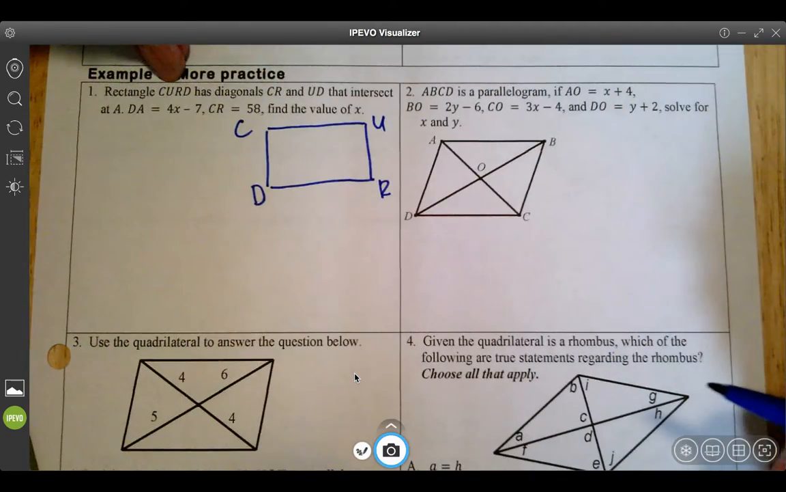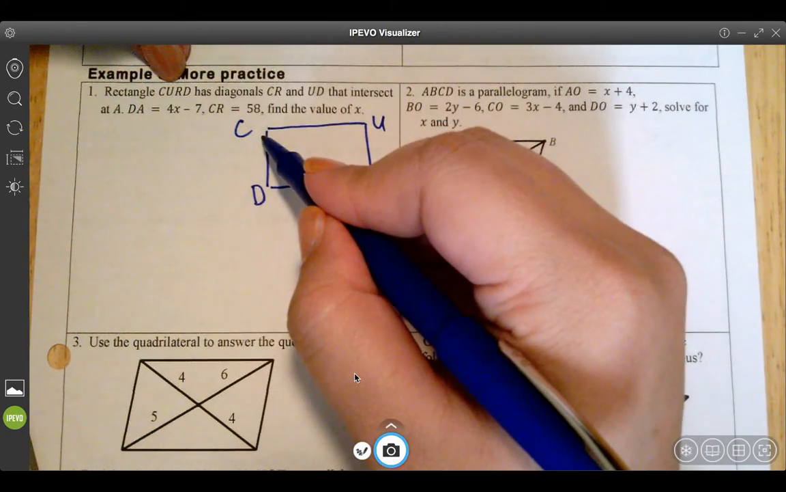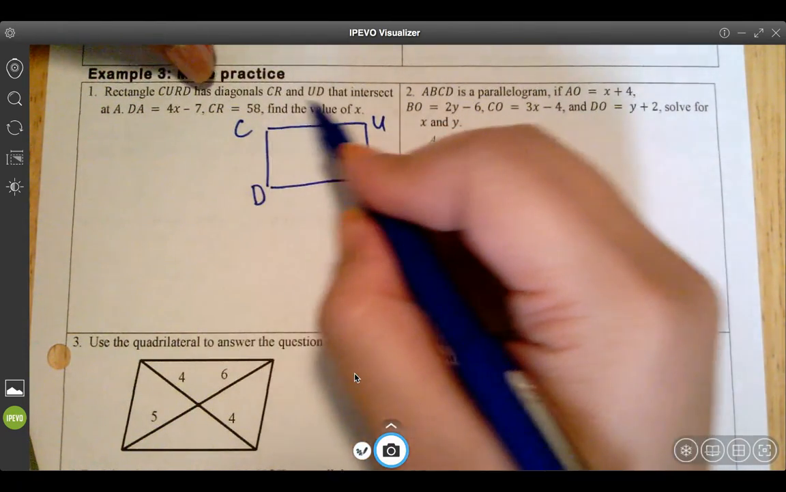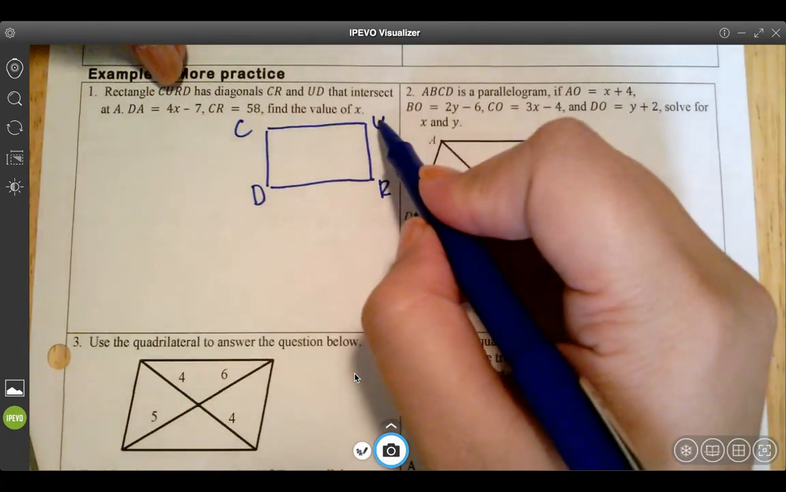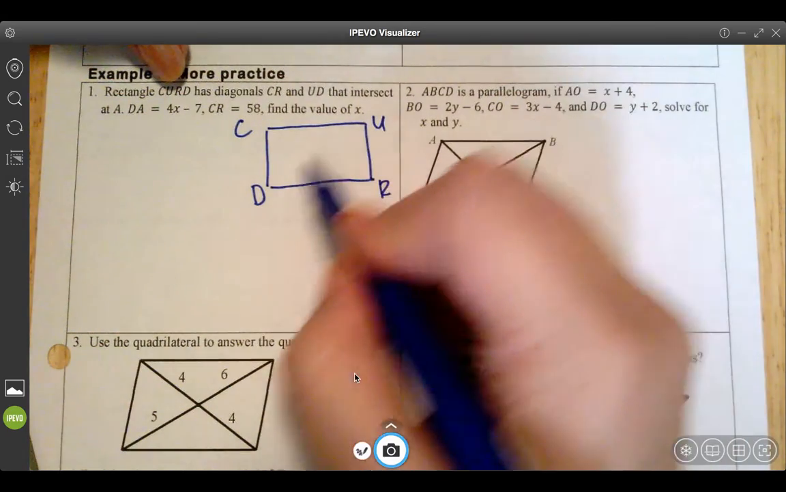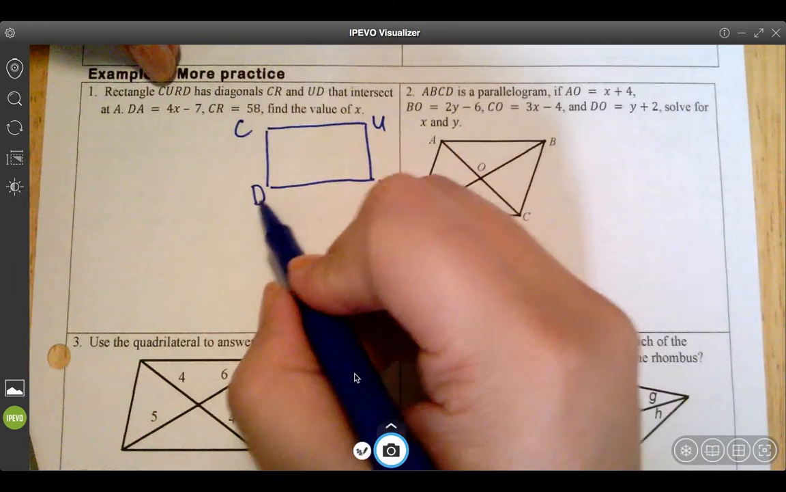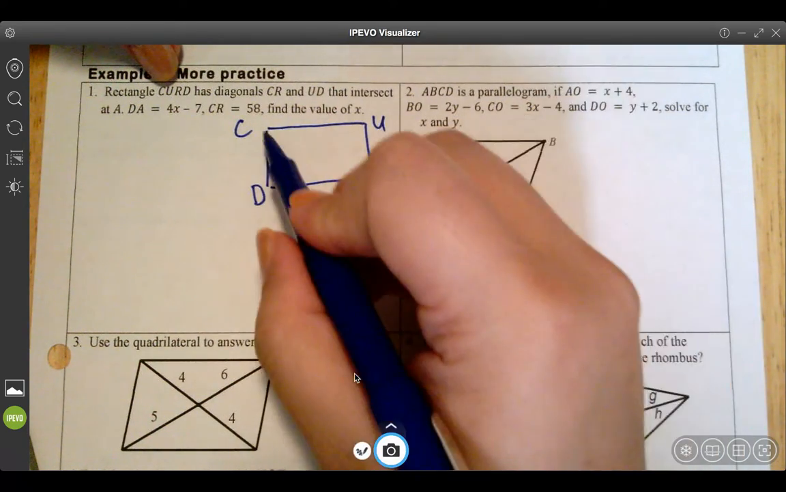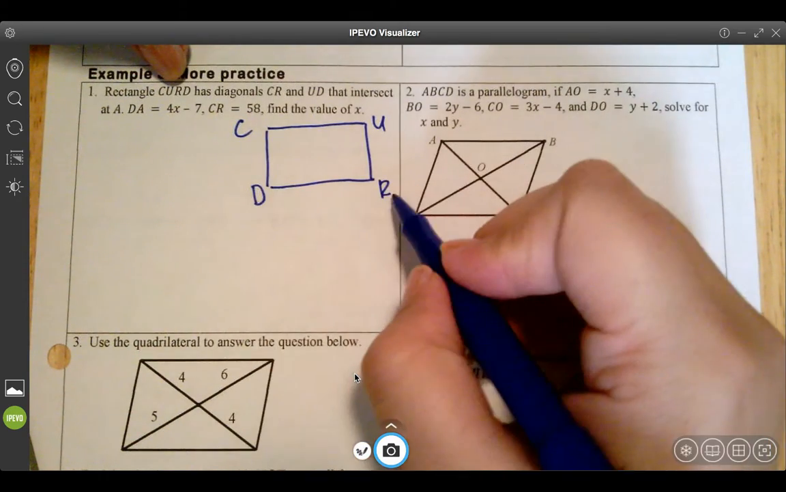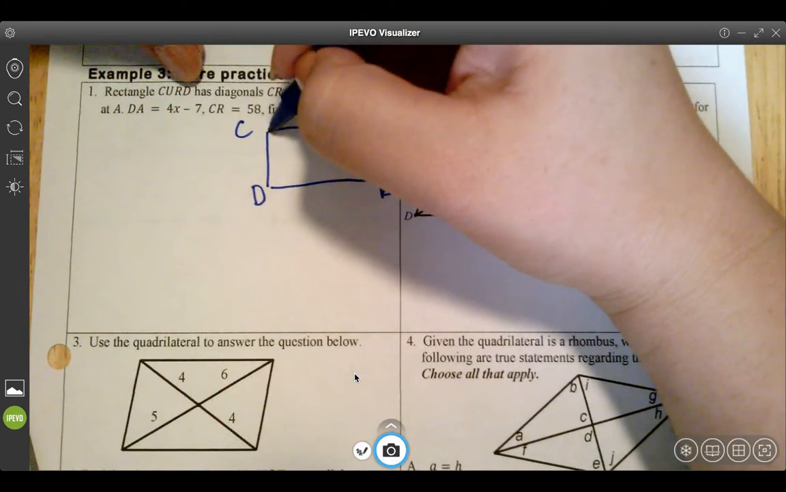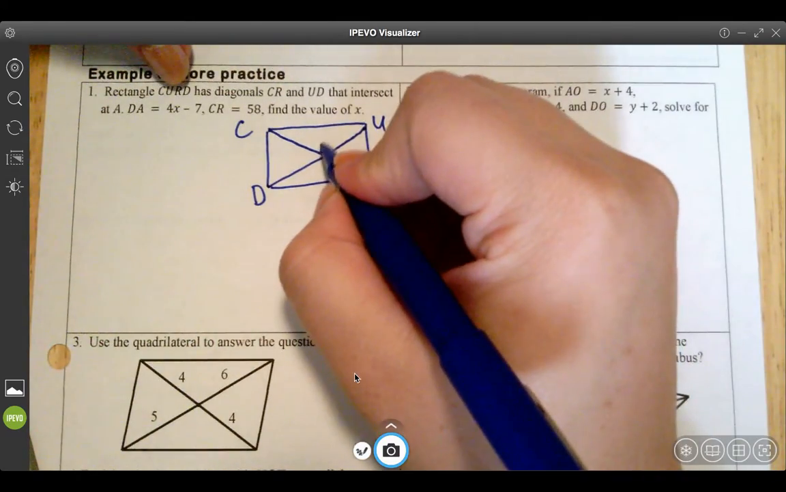When you name a quadrilateral, it doesn't necessarily go clockwise or counterclockwise always, but once you start in that direction, you should always go in that direction. So I wouldn't go CURD because that crossed through my rectangle. So I could have gone CURD, or CURD, then not CURD. And so we have these diagonals, CR and UD, that intersect at A.